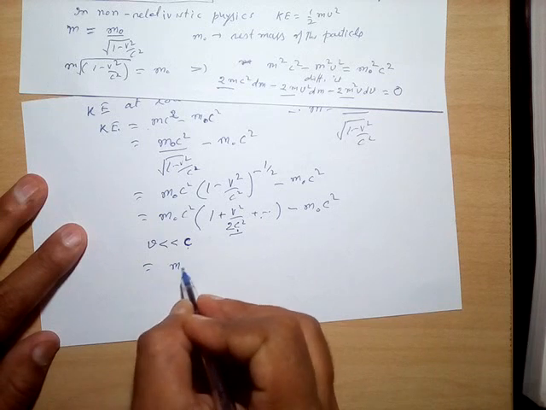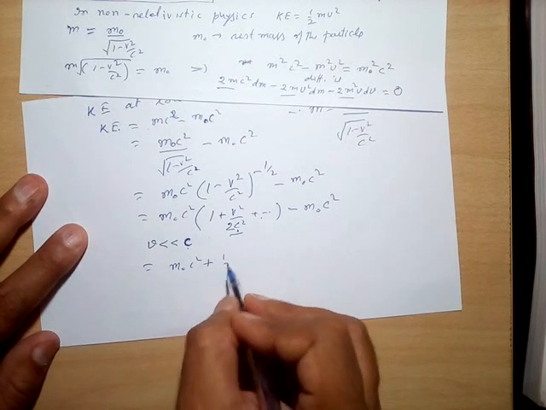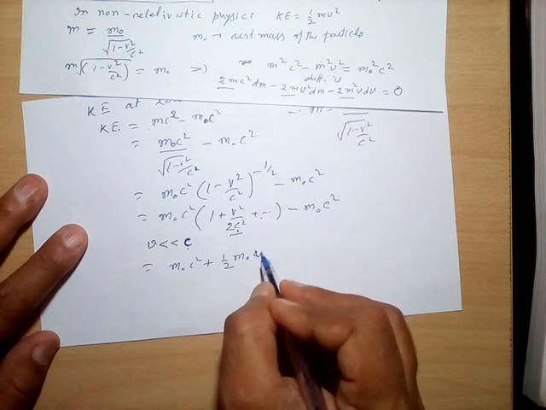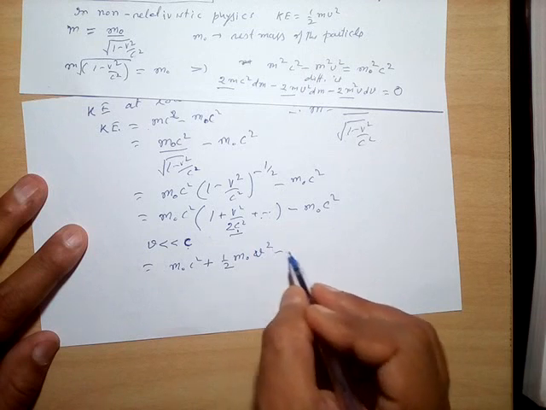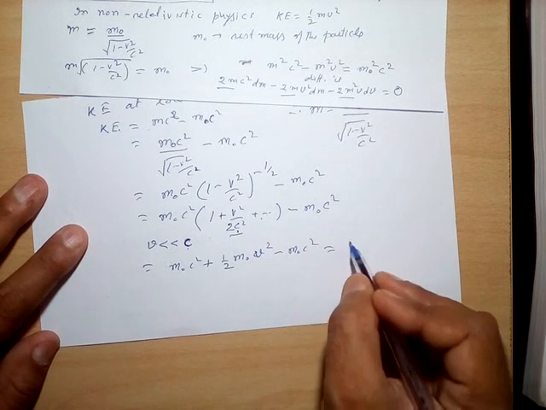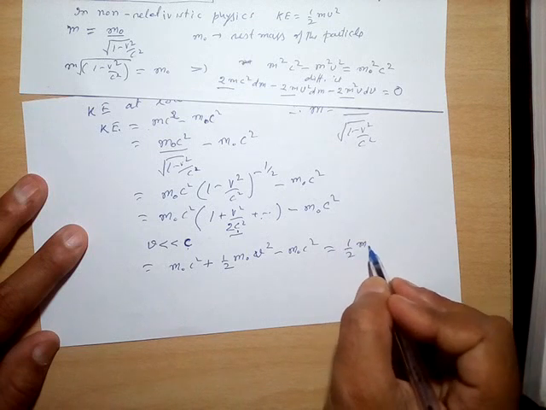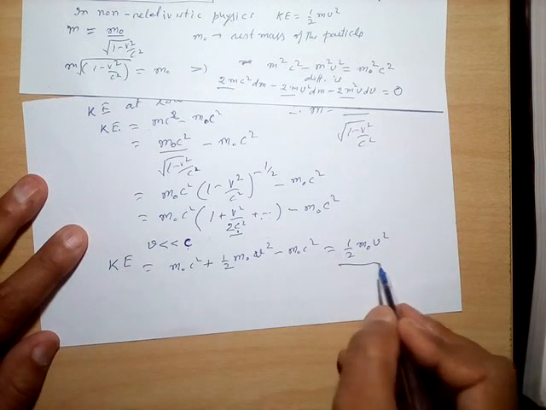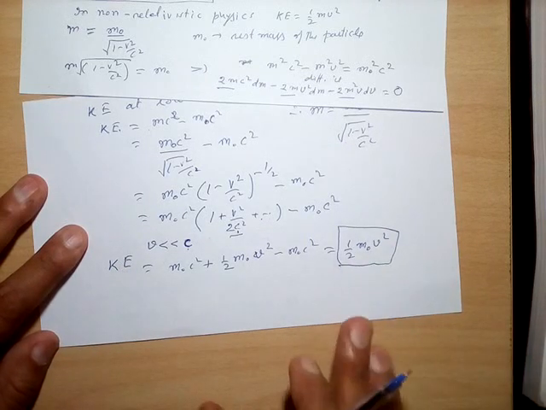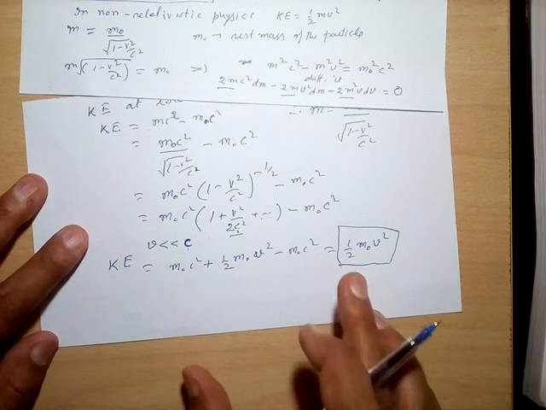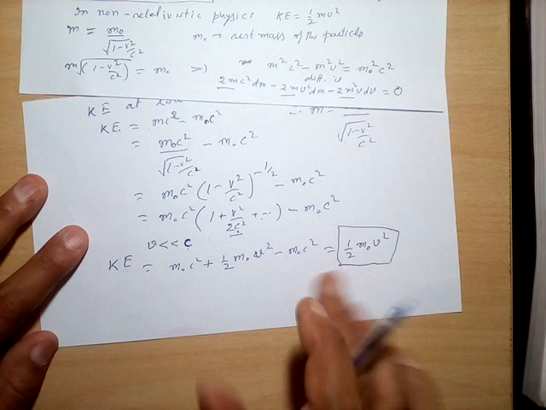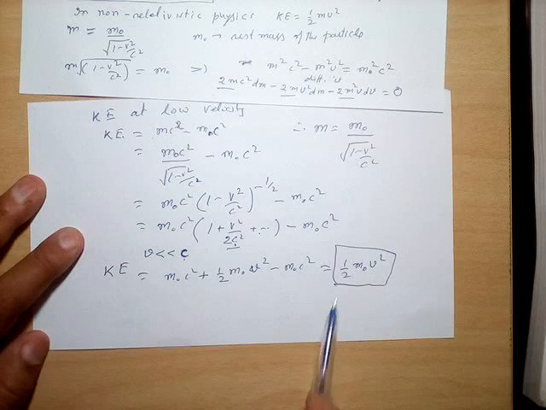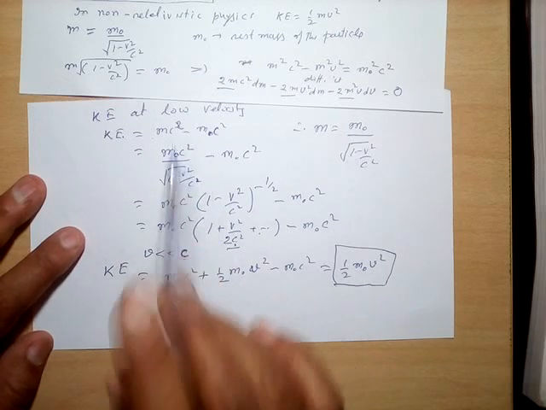So it comes out to be m naught c square plus half m naught v square minus m naught c square, and this is equal to half m naught v square. So this is the expression of the kinetic energy in the case of non-relativistic physics. So at low velocities, the expression for the kinetic energy is the same.